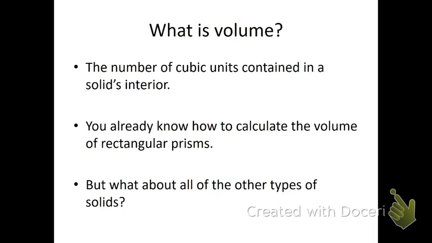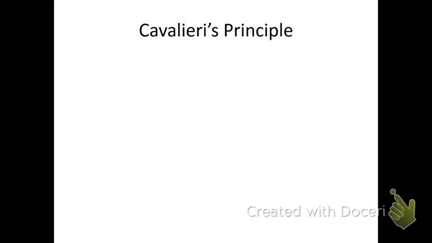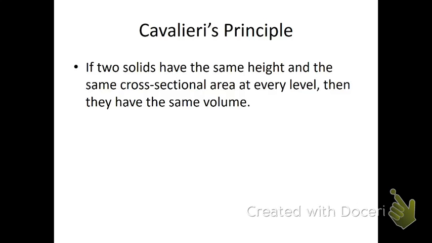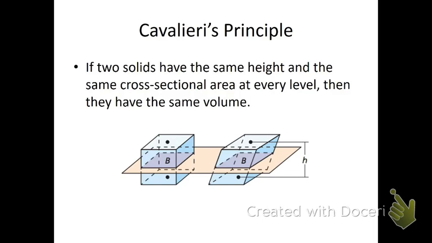But what about other types of solids? So first let's look at something called Cavalieri's principle. If two solids have the same height and the same cross-sectional area at every level, then they have the same volume. So that means that the cube on the left would have the same volume as that prism on the right, as long as they have the same base area. That cross-section you can see is labeled as B on the left and also B on the right. If that square and parallelogram have the same area all the way through the solid, and the solids have the same height, they'll have the same volume.